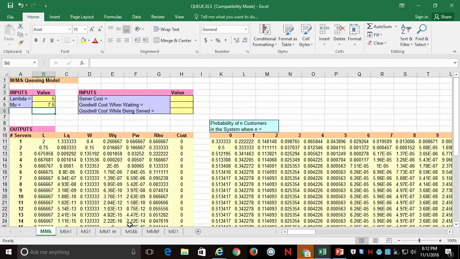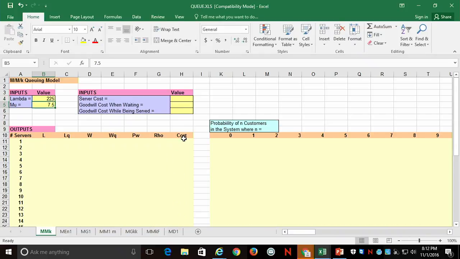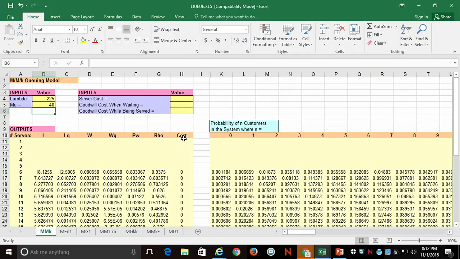Okay. So let's use that same model. And we're going to go to the queuing, and we're going to change things up a little bit. Lambda, we said is 225. We said mu is 40. And you notice, first thing you notice is I didn't get any values at all for servers 1, 2, 3, 4, 5. Why? Doesn't achieve steady state.